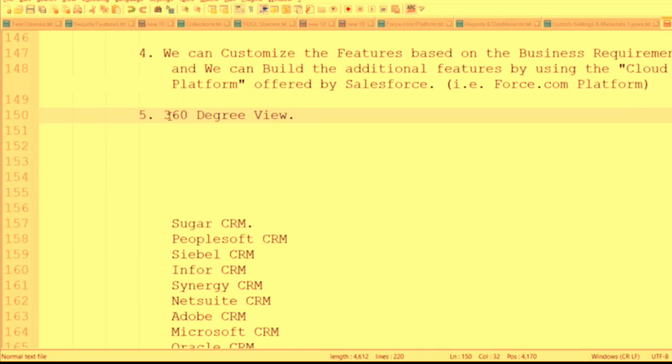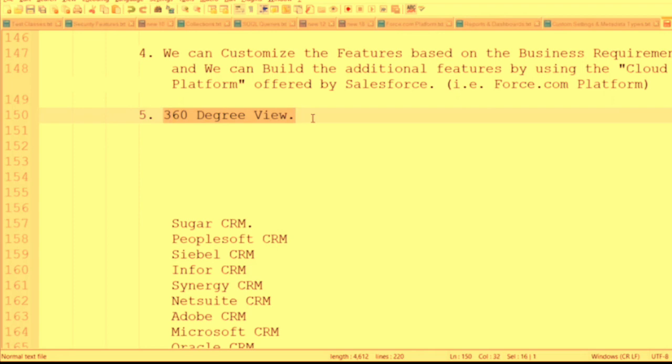What kind of discounts have I offered to the customer? What kind of benefits have I offered to the customer? What kind of services have I offered to the customer? What kind of complaints has he raised till now? Everything I would like to automate at one place with the help of the 360-degree view.